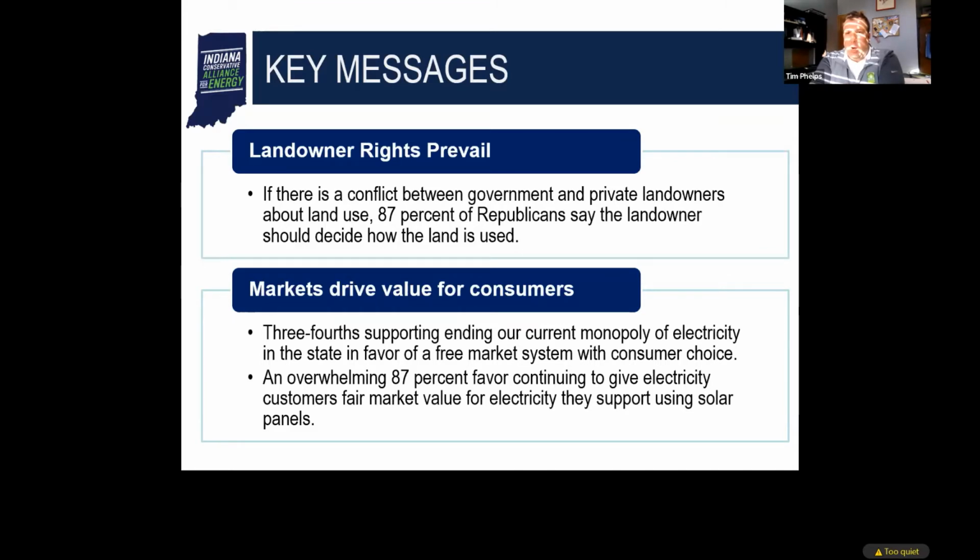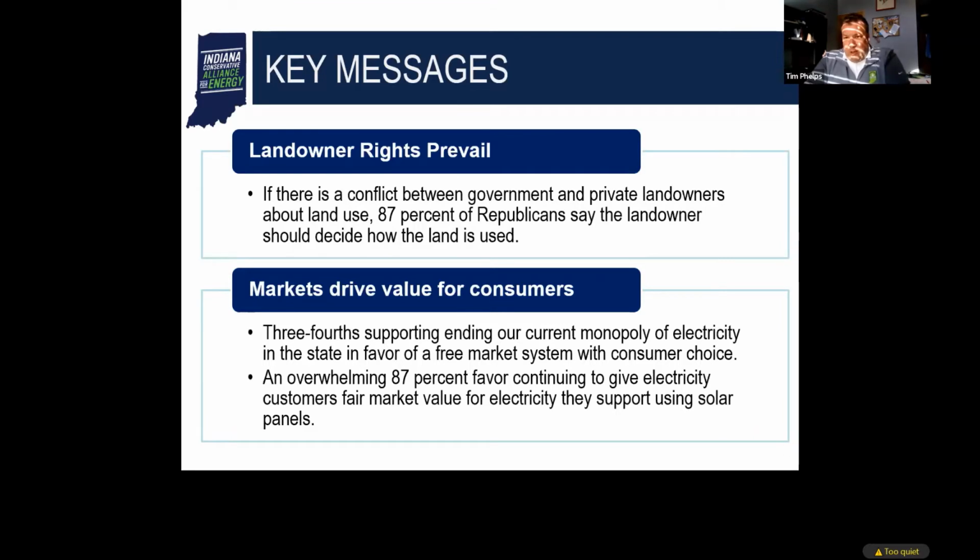Property rights does really well amongst conservative voters. If there is a conflict between the government and private landowners for land use, 87% of Republicans say the landowner should decide. This is a bedrock conservative issue, and property rights tend to poll really well. Support for private landowners, and this isn't in the slide, remains just as high when it comes to whether they should be able to lease or sell their land to wind and solar developers.